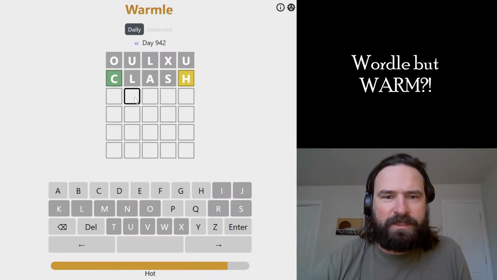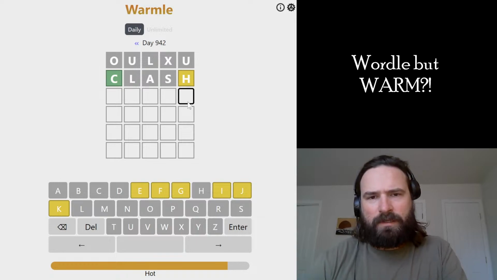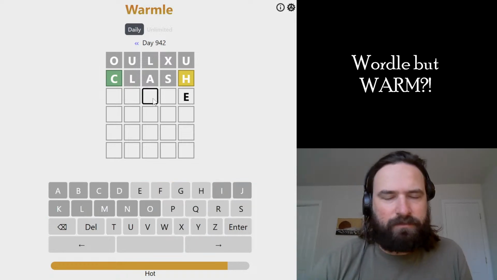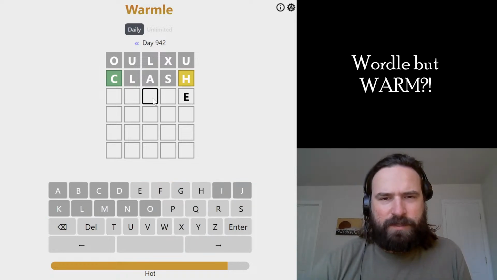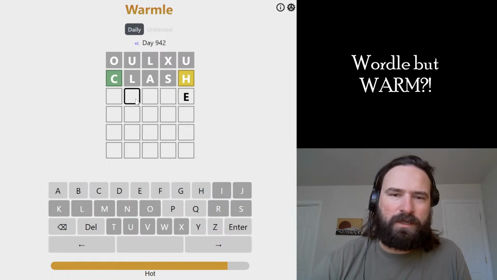All right, so that's a C. This letter has to be E, F, G, I, J, or K. I think ending a word in E is always pretty reasonable, especially if we can put a vowel here. But the only vowel we can put here, oh, U would work. How many words start with C and then have a U, though? What could this letter be? It could certainly be an H.